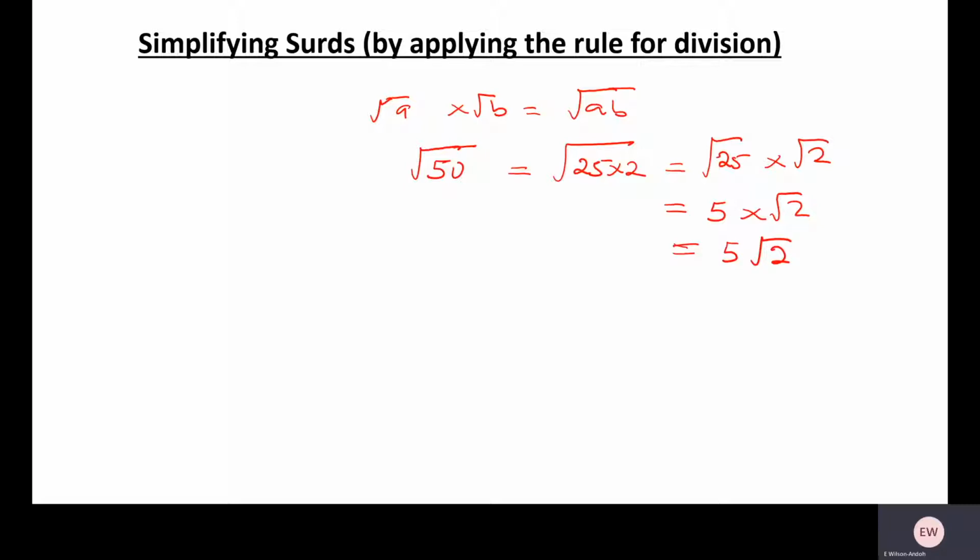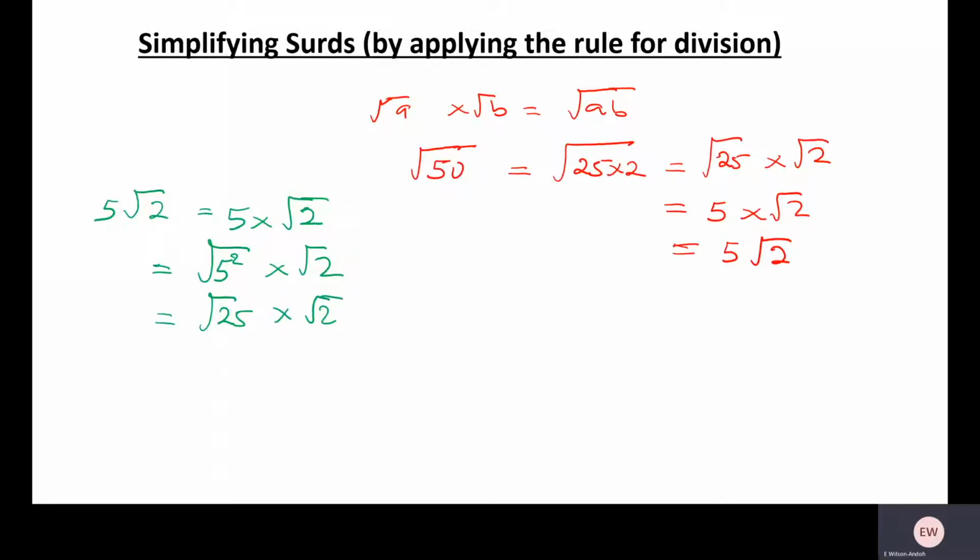Now we can also work backwards to get our root 50. Let's see how we can work backwards. If you have 5 root 2, 5 root 2 is the same as 5 times root 2. So you think of how we can write this 5 as a surd, and this can be written as square root of 5 squared times root 2, because square root of 5 squared is the same as 5. So we get root 25 times root 2.